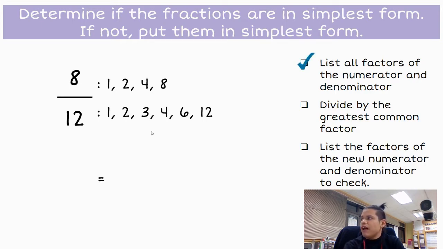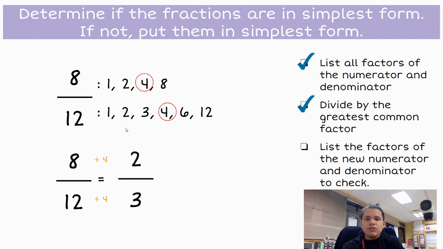Step number 2 is to divide by the greatest common factor. Do you realize what the greatest common factor is? Is it 2? No. Is it 4? Yes. They have the factor of 4 in common, and that is greater than 2. So 4 is the greatest common factor. We need to divide 8 in the numerator by 4 and 12 down in the denominator by 4. So 8 divided by 4 gives you 2, and 12 divided by 4 gives you 3.